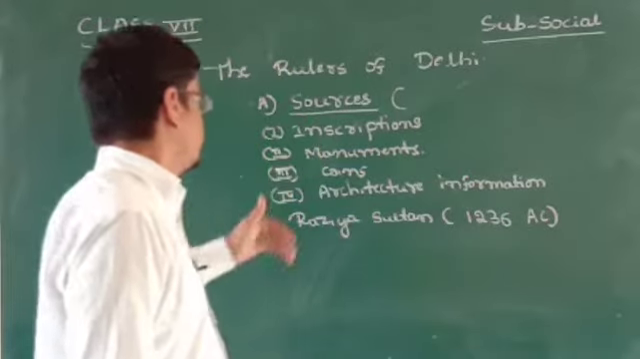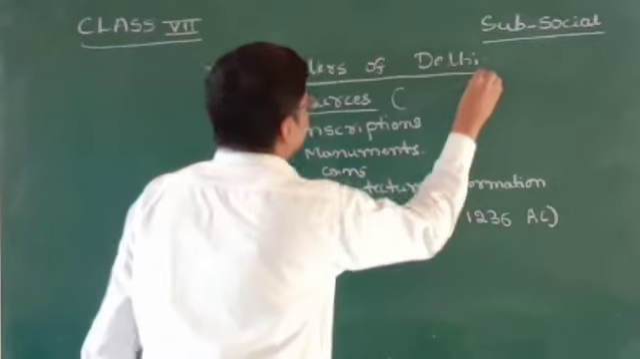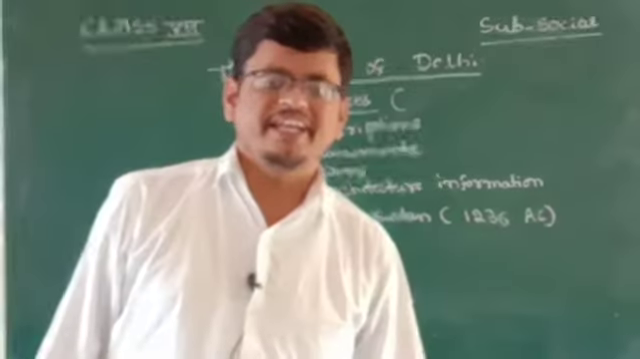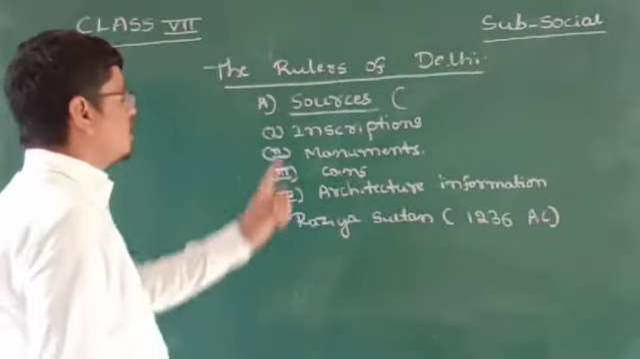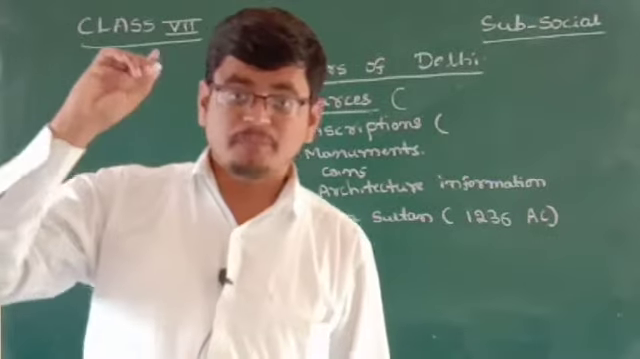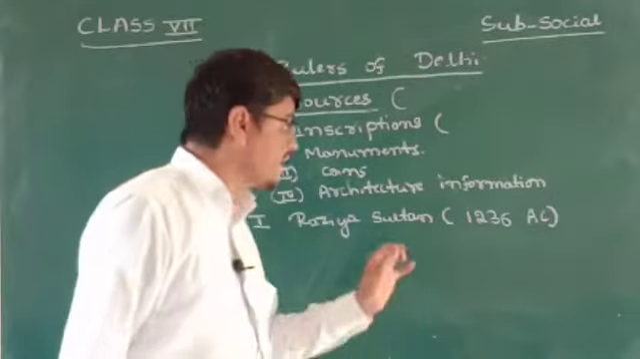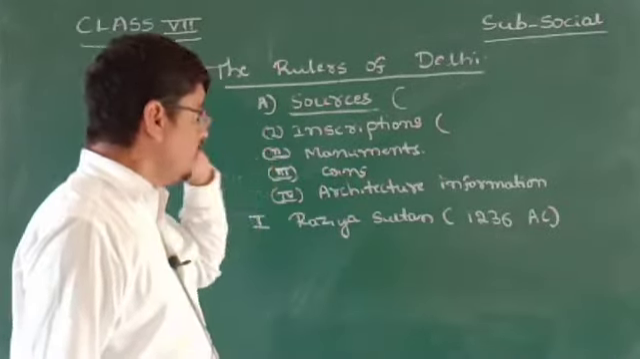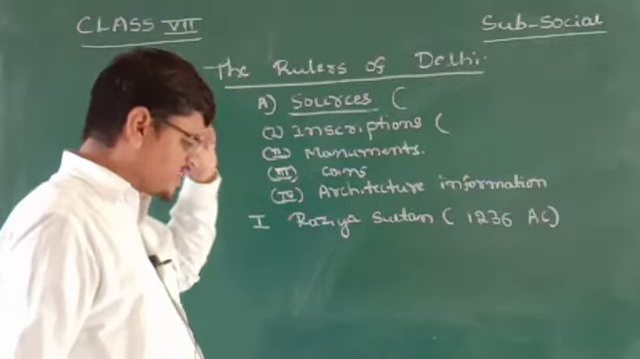So first I am going to start the lesson, the rulers of Delhi, and first, sources. Sources means evidence, proof. So what sources are available for the rulers of Delhi? First, inscriptions. In the olden ages, people were writing on stone. It is called inscriptions. What they have done in life, maybe an achievement or something else, they write on the stone. So we can study that inscription.